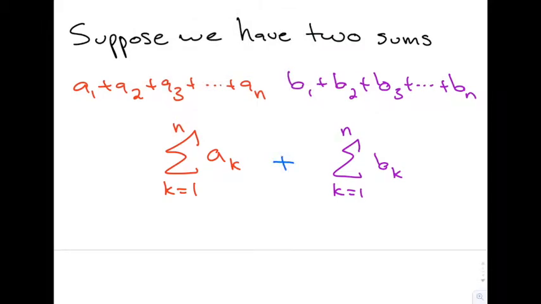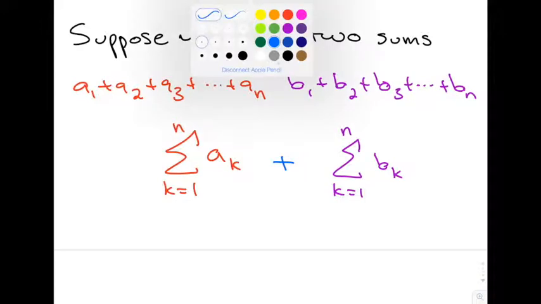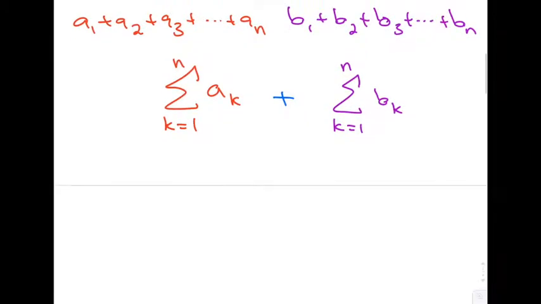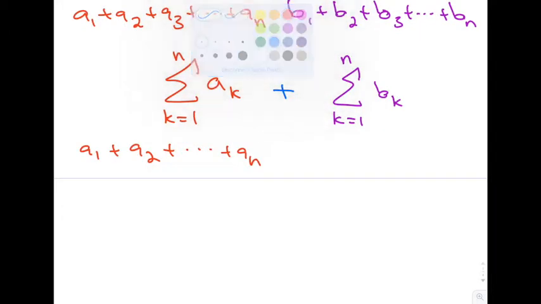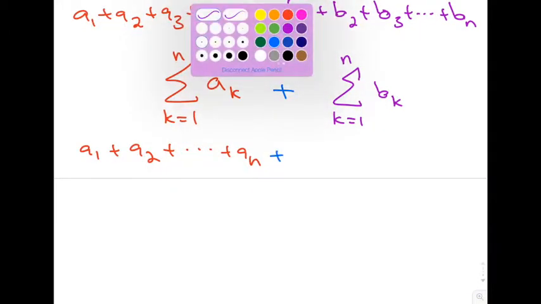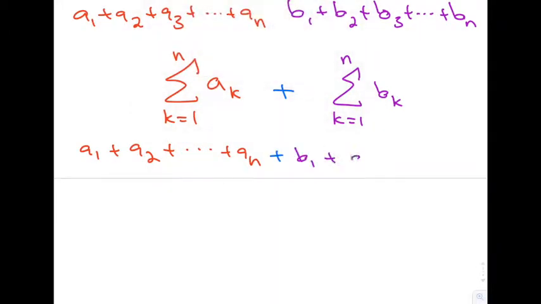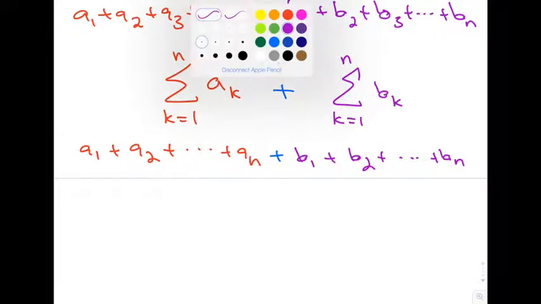So I want to see what happens when we add these two summations. We'll use the expanded form of each of these summations to make it a little bit easier to see what's going on. So we'll have a1 plus a2 plus, and to save myself a little bit of writing, we're going to go right to plus an, plus the sum b1 plus b2 all the way up to bn.